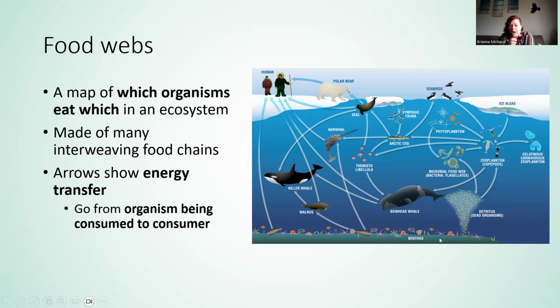So for example, down here we have benthos, so benthic invertebrates mostly. And there's an arrow going from them to the walrus, which means the walrus is eating the benthic invertebrates. So there again, the energy is going from here to here, and then the killer whale's eating the walrus. So the energy and biomass is going from the walrus to the killer whale. So it's going from the organism being consumed to the consumer.